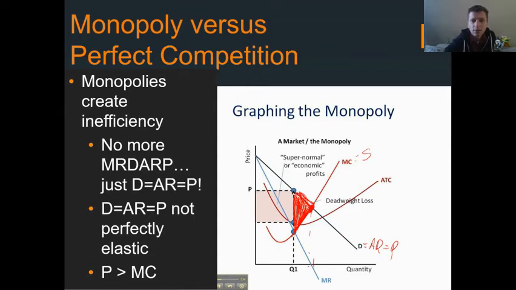Your MR frequently will be depicted as going negative because a lot of times you'll get questions about elasticity along this demand curve. Your DARP curve is obviously not perfectly elastic, and your price is greater than your marginal cost. Price being greater than your marginal cost is another way of saying that there is deadweight loss, because if your price was equal to your marginal cost, that implies that you're at your socially optimal level.